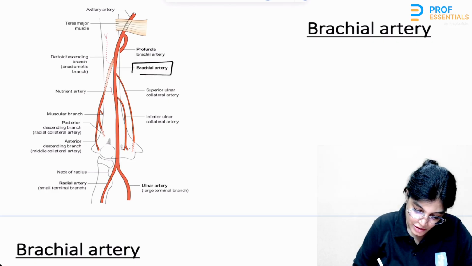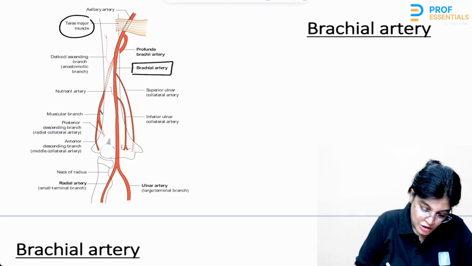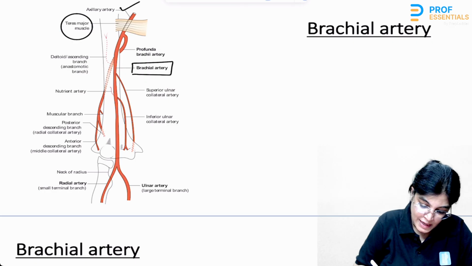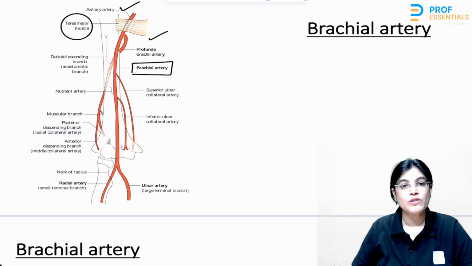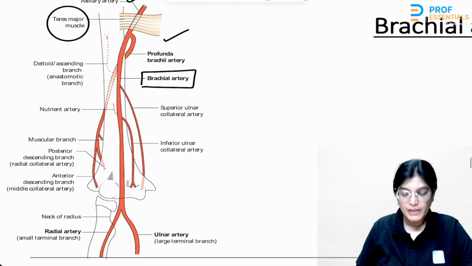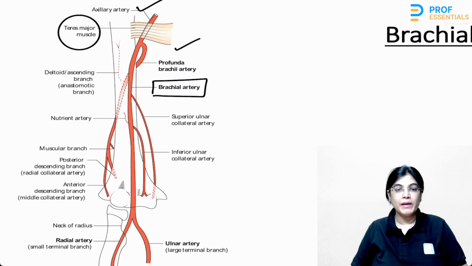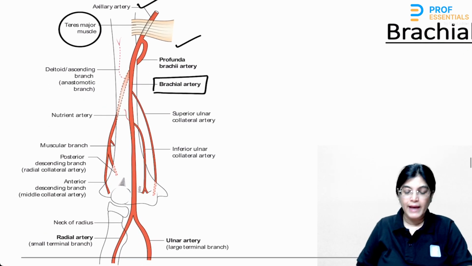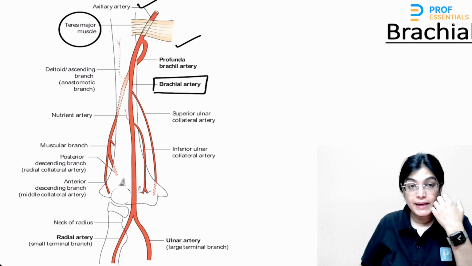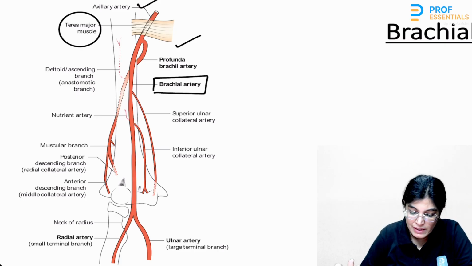This is the brachial artery, and you can see this is the teres major muscle. Above it is the axillary artery, and from the lower border of teres major muscle it changes its name and is called the brachial artery. It will give muscular branches.